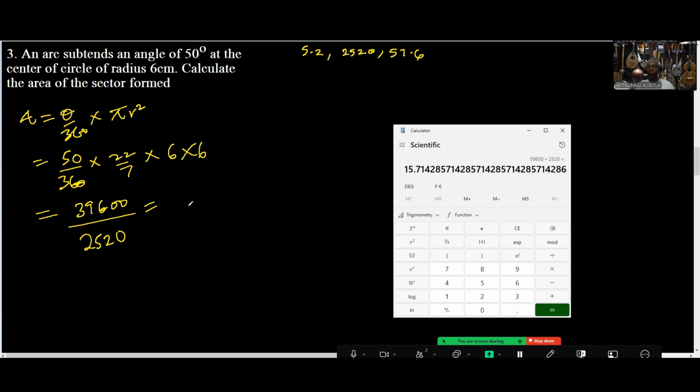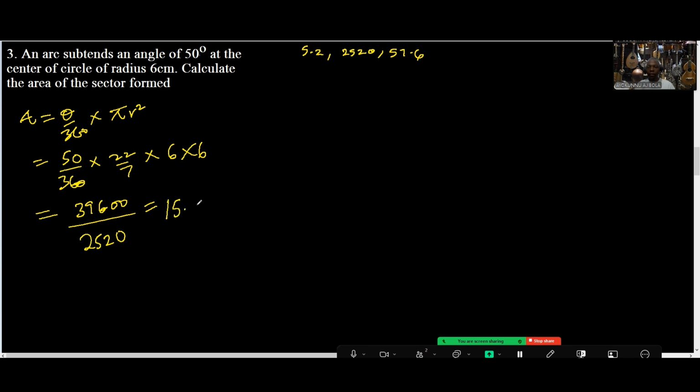15.7. Hold on, let me check it again. It's not working. Okay, so we have 50 times 22 times 6 times 6. That gives 39,600. So you're calculating divided by 2520, that is 15.7 cm square, okay?